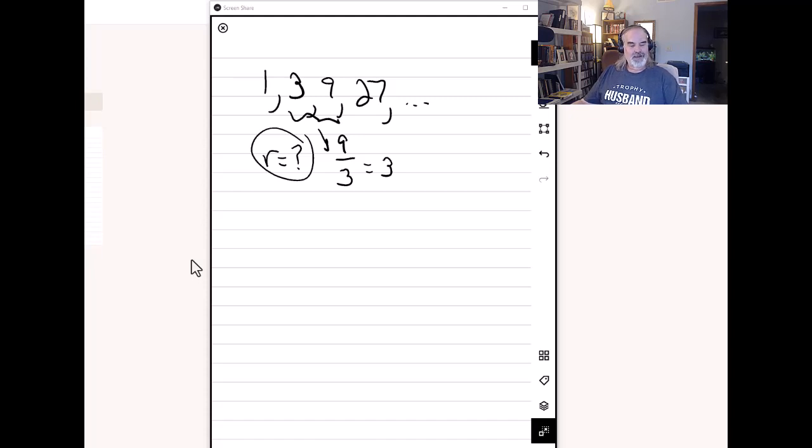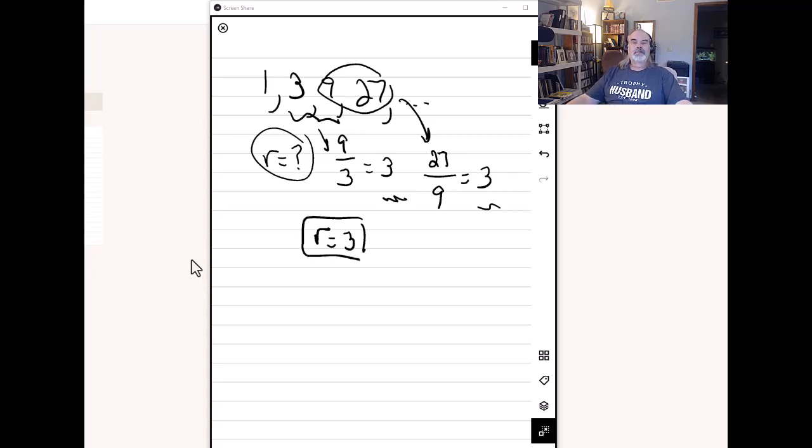Let's check that out. Now let's grab the 9 and the 27. The 27 divided by the previous number is 9. Well, hey, that's 3 too. And so what we're seeing is that every number in the list is being multiplied by 3 to get to the next one. So R is 3. We've got A1, A2, A3, A4. A5 would be 27 times 3. 81? Something like that.